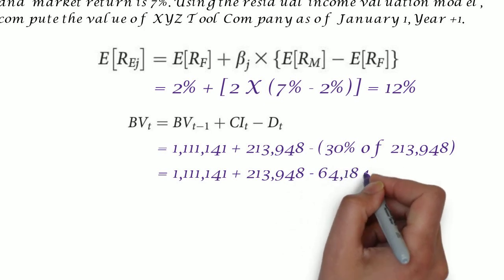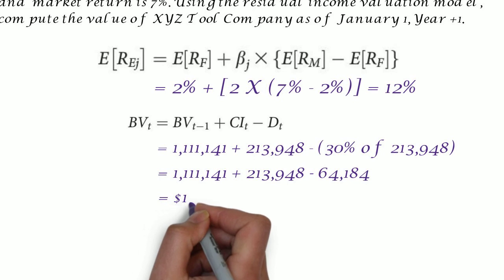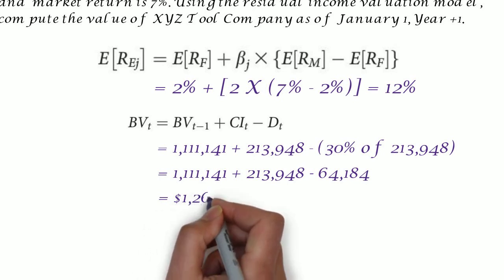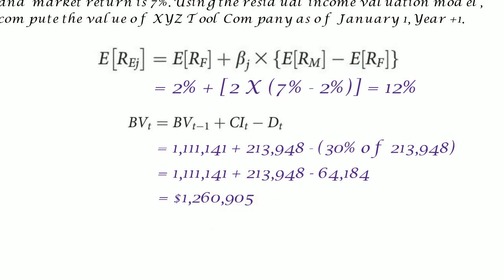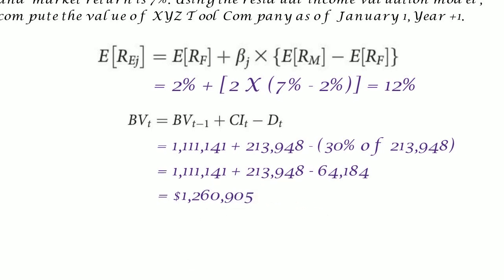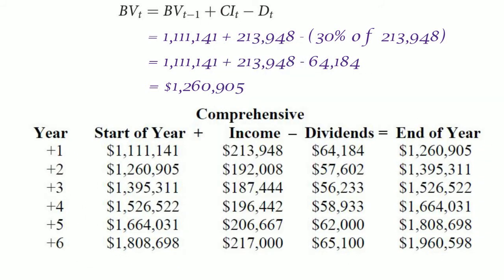comes out to be $64,184. Plugging these numbers in the above equation gives us the total common equity at the end of year plus 1, which is also the same as the total common shareholders' equity at the start of year plus 2. Following the similar process, we can calculate the total common shareholders' equity at the start of each of the next 6 years.